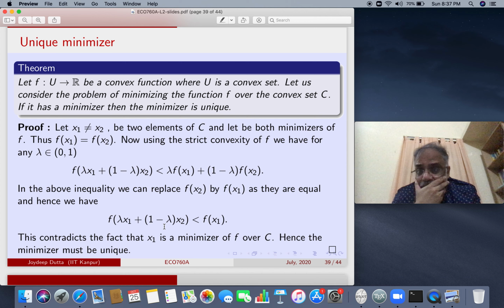Now what does it mean? It simply means that f(x1) is strictly greater than the functional value at some other point. It cannot be, since x1 is a minimizer. So our basic assumption that there are two distinct minimizers is wrong, and hence a strictly convex function has a unique minimizer.